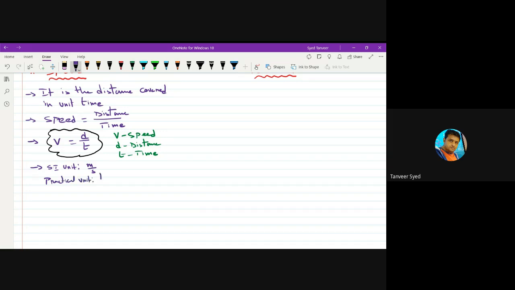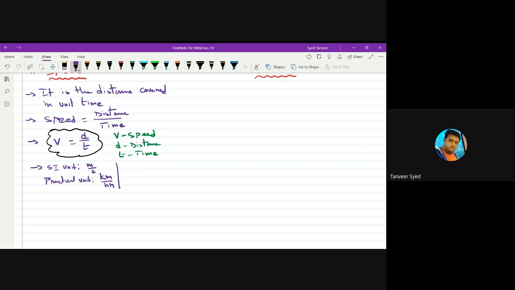The practical unit of speed is kilometer per hour. Here we should know a basic point: wherever you are substituting values in the formula, you should take care that all the values are in SI, standard international units. In questions, sometimes speed might be given in kilometer per hour. To substitute it in the formula, you cannot substitute it in kilometer per hour. You should convert that kilometer per hour into meter per second.